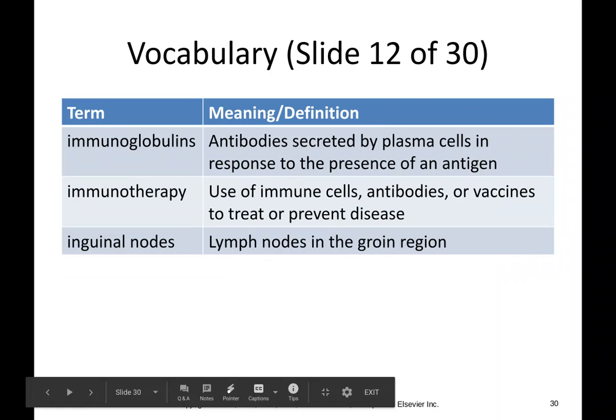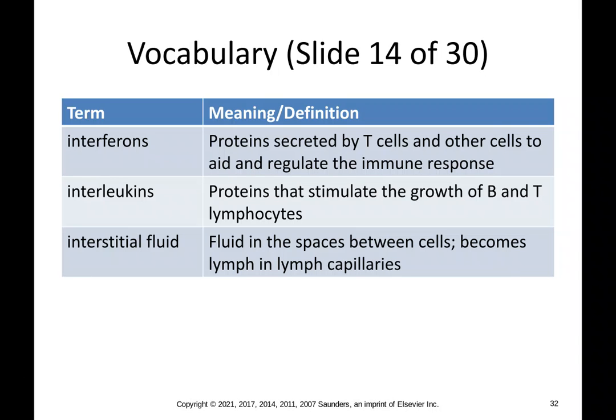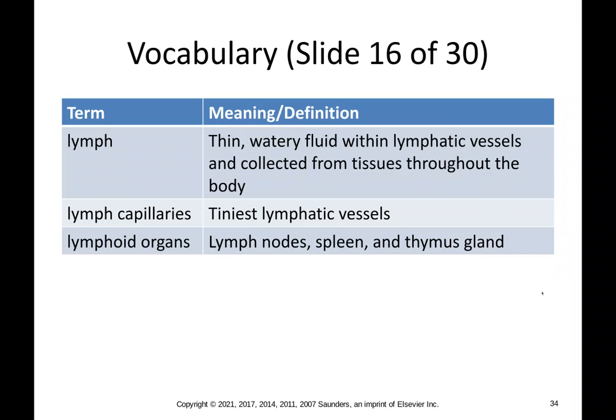Inguinal nodes are the lymph nodes in the groin region. Interferons are proteins secreted by T cells and other cells to aid and regulate the immune response. Interleukins are proteins that stimulate the growth of B and T lymphocytes. Interstitial fluid is the fluid in the spaces between cells, and it becomes lymph in lymph capillaries. Lymph is the thin, watery fluid within the lymphatic vessels, and it's collected from tissues throughout the body.